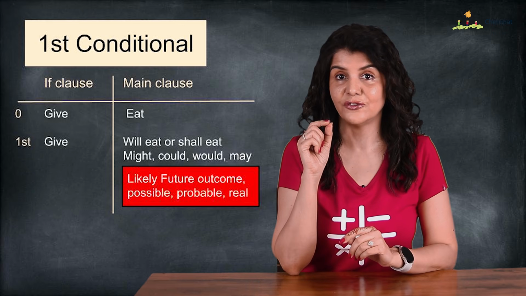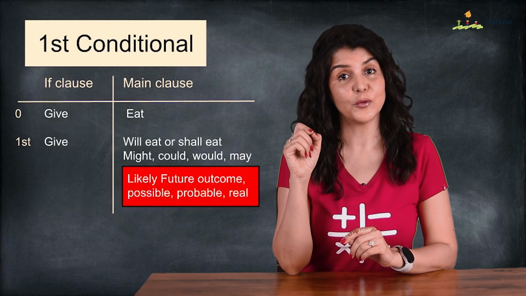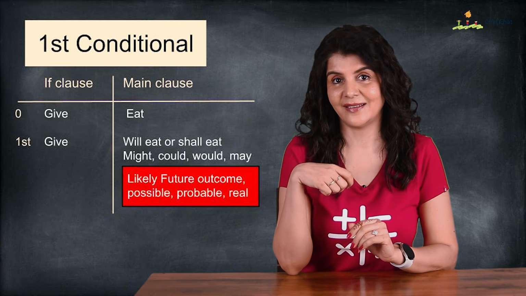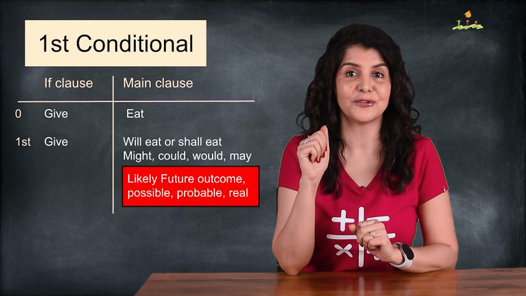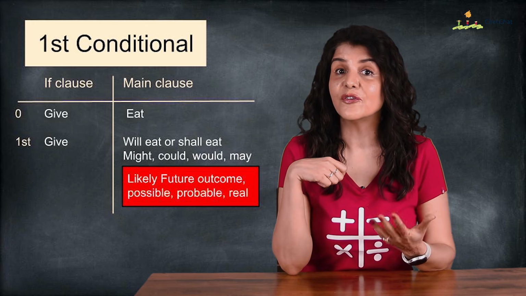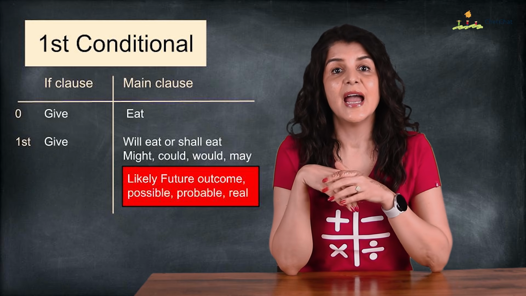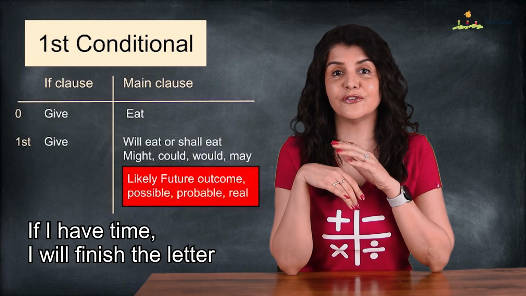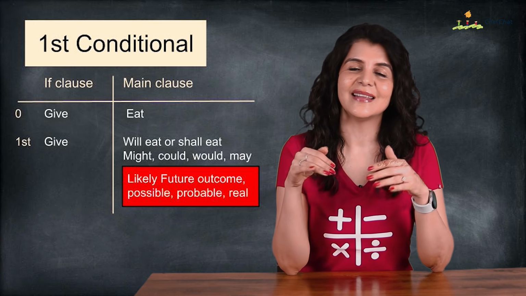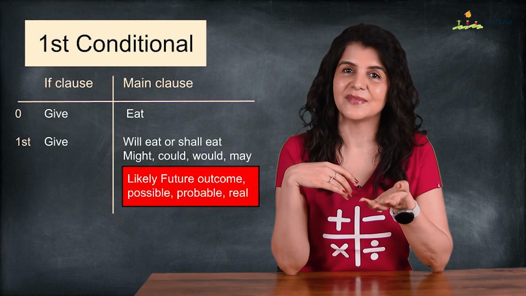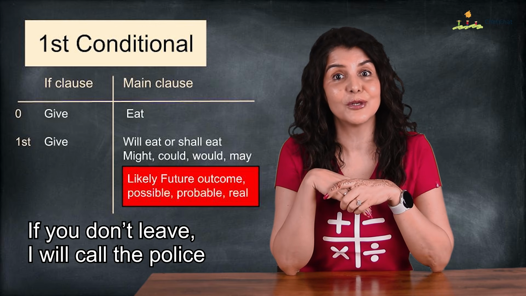The first conditional. If I give Simbi food, she will eat it. It's likely. She might eat it if I give it to her. Possibly. It's a real chance. Probably. If I have time, I will finish the letter. There's no rule. There's no certainty. I'm just saying that I will do it if I have the time. If you don't leave, I will call the police.